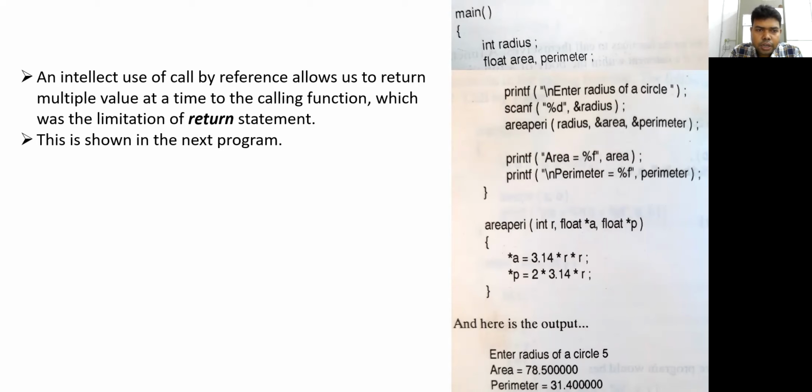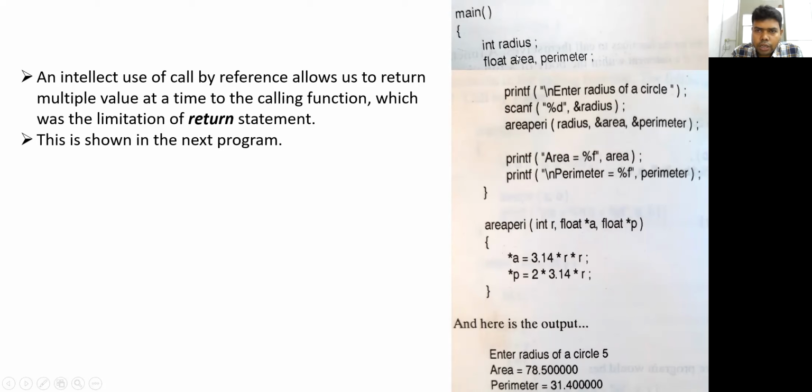This is how we have seen that by using call by reference, we have been able to return two variables' values. The same thing we can do in this particular program also. Here we can show that instead of returning only an integer, we can return any other type of variables using the call by reference concept, that is, using the concept of the pointer.